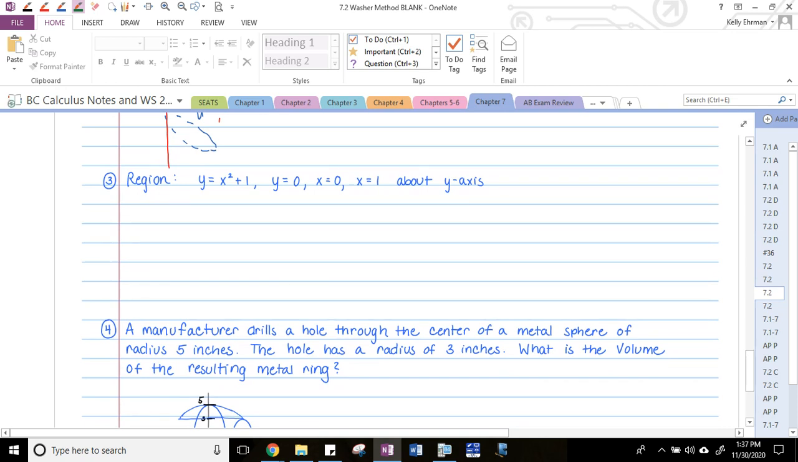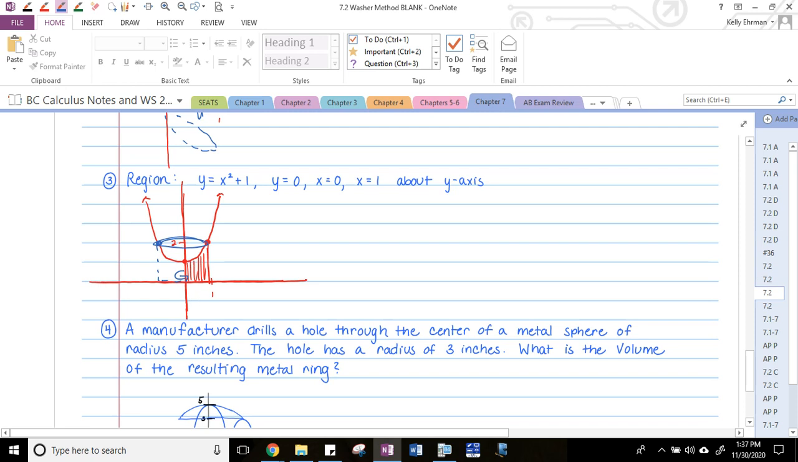So for example 3, let's sketch this region. X squared plus 1. It's a parabola with a vertex at 1. Y equals 0, that's just the x-axis. X equals 0, y-axis. And x equals 1. So we're at 1, and then 1 would be 1, 2. So now we're talking about this region, rotated about the y-axis. When you do that, you're getting one of those cylinders with a little bowl cut out of it.